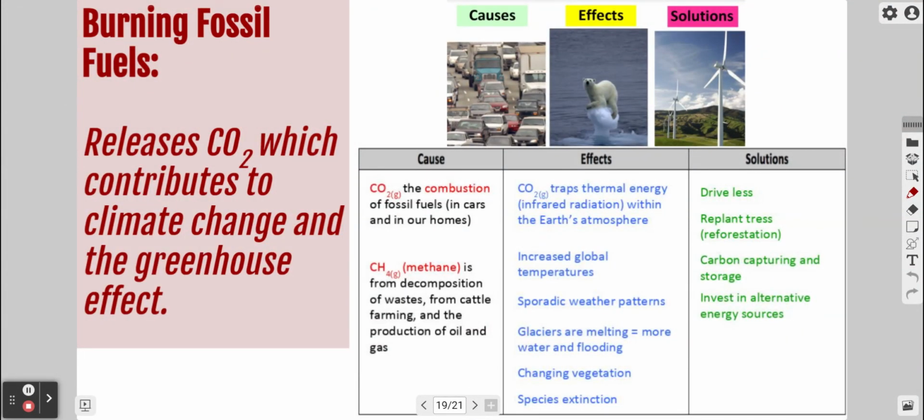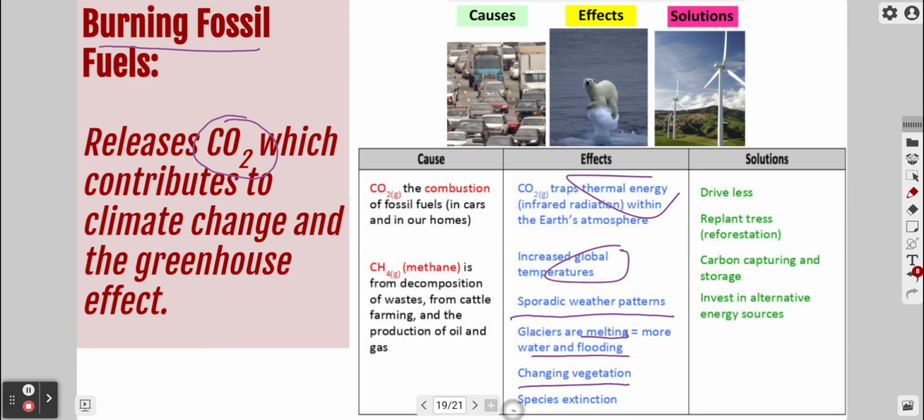All right, so one of the key things you need to remember about burning fossil fuels is that it releases carbon dioxide, which contributes to climate change and the greenhouse effect. There's a little bit about the greenhouse effect here. The effects are global temperatures increasing and sporadic weather patterns. Some of these effects of burning fossil fuels: the glaciers are melting, more water and flooding, the ocean levels are rising, we've got changing vegetation, and species are going extinct at very high rates currently.